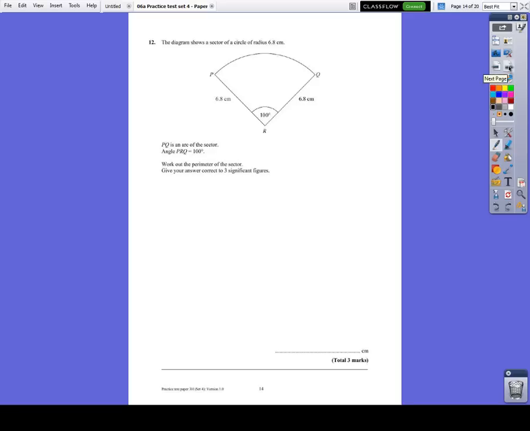Question 12. Work out the perimeter of this sector. Now, to work out the circumference of a circle is pi times diameter. So the first thing I want to do is work out the diameter. So double that, we get 13.6. And because we've not got a full circle, we've only got 100 degrees of it, we need to do 100 360ths, because it's 360 degrees in a circle, times pi times 13.6.